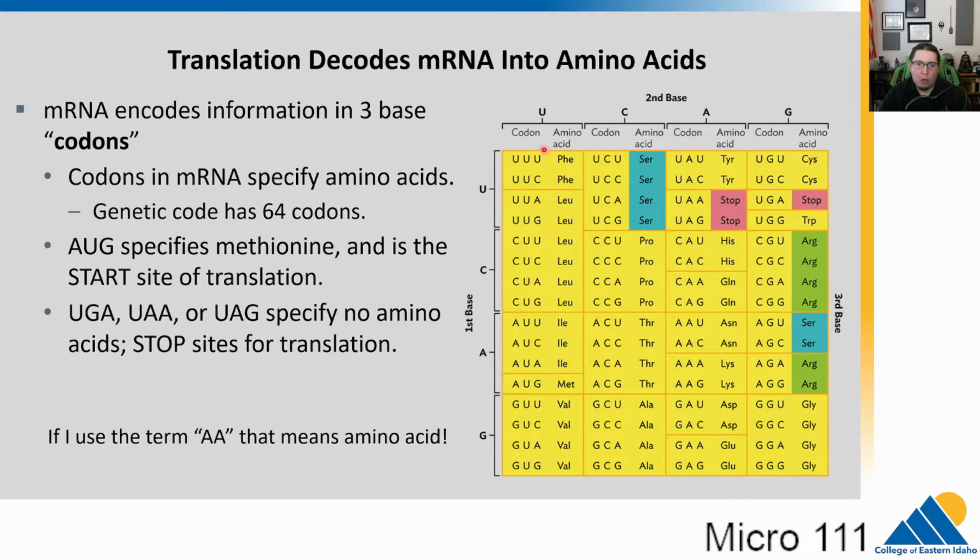And this is a chart called a codon table that shows these 64 different possible codons. So if the first base is a U, right, you go U, then the second base is a U, and if it's another U on the third base, then it codes for Phe or phenylalanine.